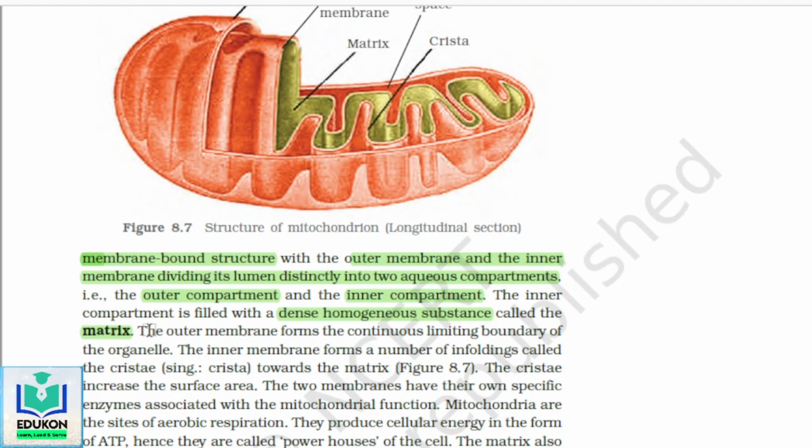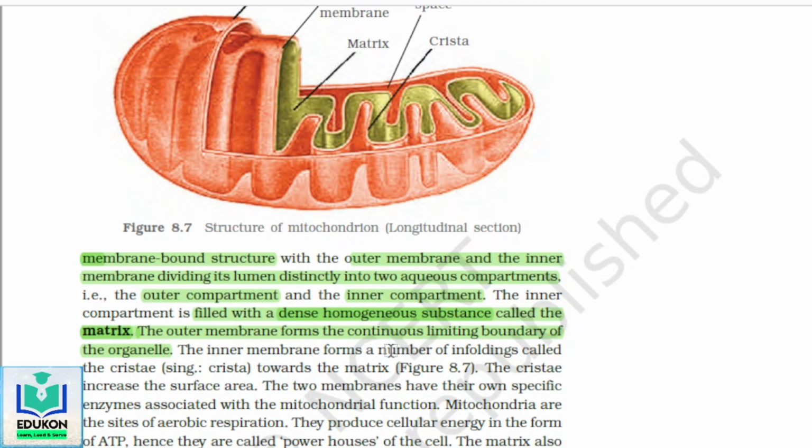The outer membrane forms a continuous limiting boundary around the organelle. This outer membrane, in the cross section of the mitochondrial image here, is continuous. It does not have any kind of partition, so it is a continuous, limiting boundary of the organelle.